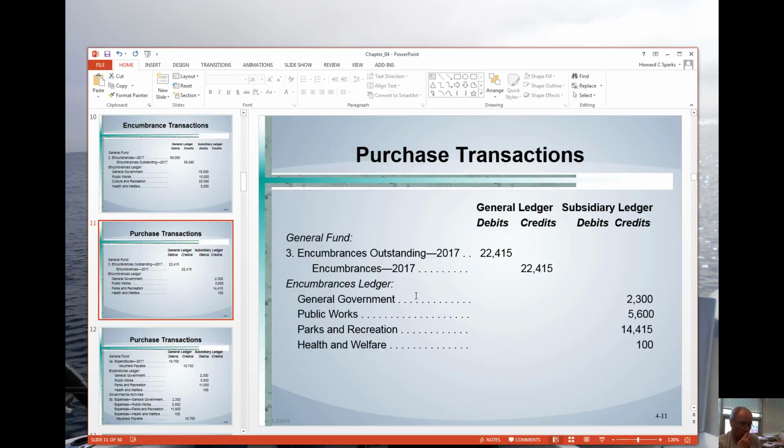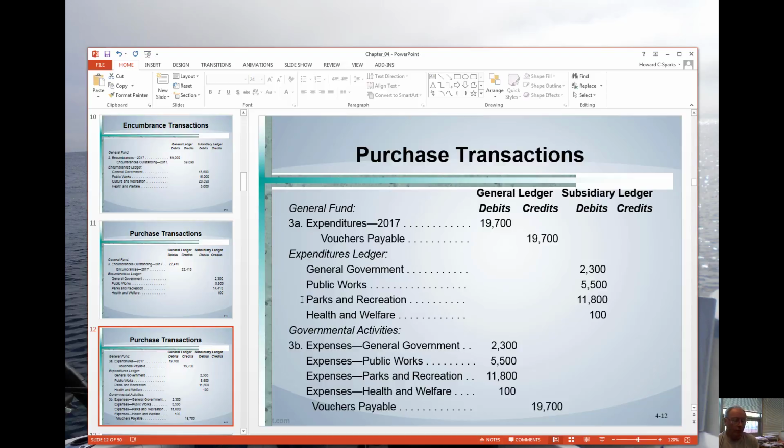So sometimes it gets a little complicated, and you have to remember whatever the encumbrance the purchase order was issued for, you have to reverse that amount. Otherwise, you'll have these amounts that'll never go away.